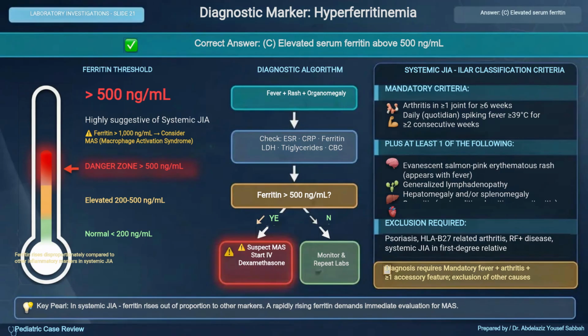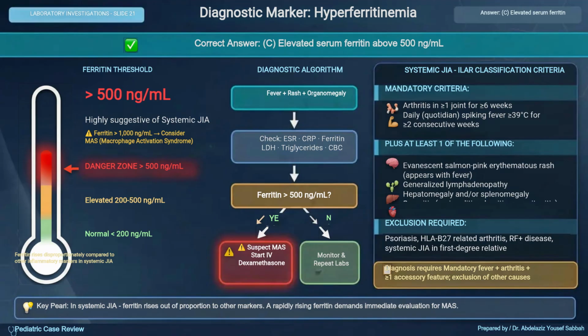Ferritin above 500 is highly suggestive of systemic juvenile idiopathic arthritis. Ferritin above 1,000 nanograms per milliliter should raise concern for macrophage activation syndrome. In systemic juvenile idiopathic arthritis, ferritin rises out of proportion to other inflammatory markers. The diagnostic algorithm proceeds as follows. Fever plus rash plus organomegaly should prompt checking erythrocyte sedimentation rate, C-reactive protein, ferritin, lactate dehydrogenase, triglycerides, and complete blood count.